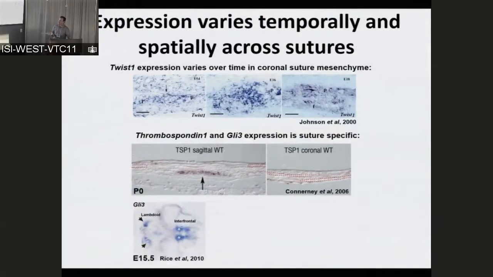And gene expression also varies over time within a suture and also over different sutures. So in the case of twist1, going from E14.5 to E18, its intensity and actual location within the suture changes. If you look at different sutures, thrombospondin 1 is expressed in the middle of the sagittal suture mesenchyme, but not, say, in the coronal. GLI3 is expressed in the lambdoid and the interfrontal sutures, and in GLI3 mutant mice, these are the 2 sutures that fuse. And the problem, though, with a lot of this kind of data is that people focus on their favorite sutures, or they'll choose a few sutures, but you'll end up not knowing what the expression is in the rest of the craniofacial complex.